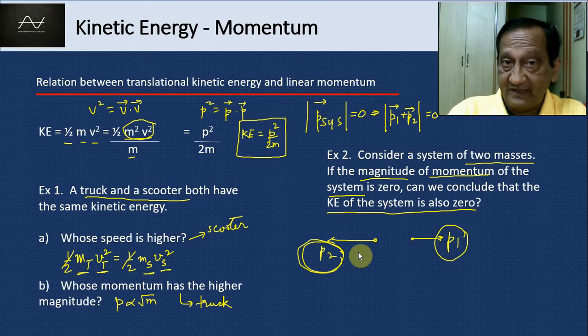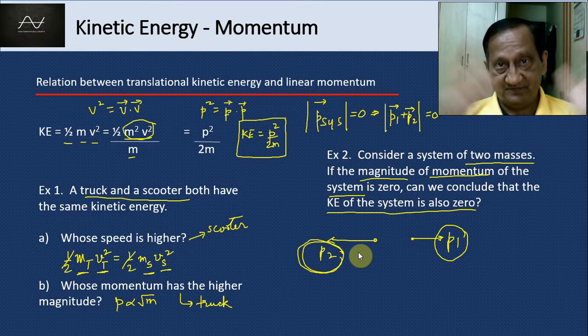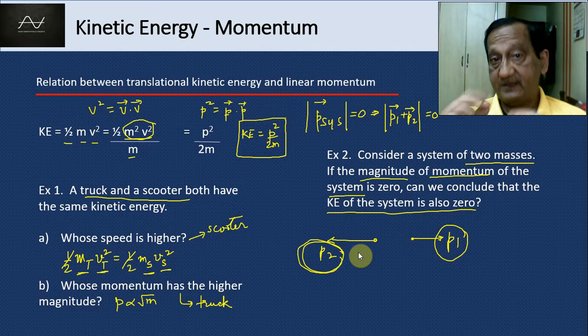In only one case will it be zero, that is, when both masses are at rest. Momentum of the first body is zero, momentum of the second body is zero, momentum of the system is zero. And the kinetic energy of each mass is also zero because they are at rest. So only in that special case this is true, otherwise not. Be very careful about the kinetic energy and momentum relationship in the case of multiple bodies. Do not apply this equation; it is only for a single body.